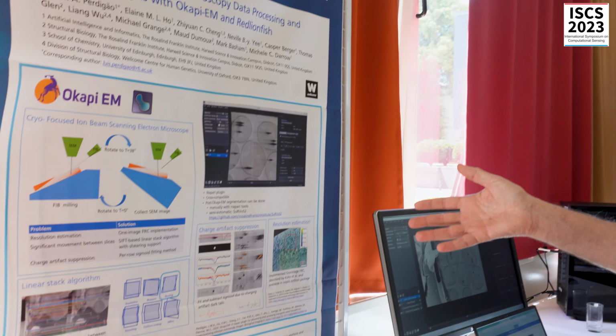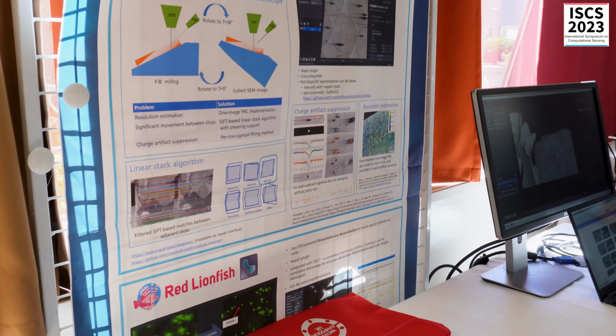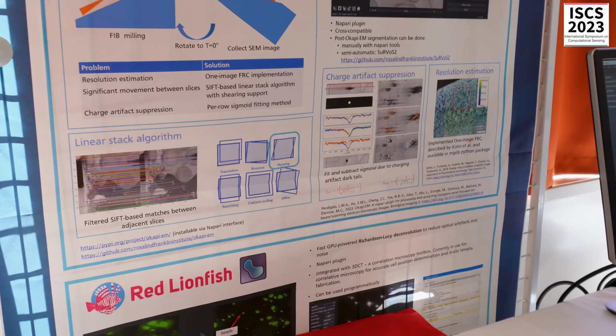One of them gives an estimation of the resolution of your images, which is good feedback for the people doing the experiments on how the microscopy of the samples is doing. Another one is to correct for misalignment between the slices. So there's an algorithm that does the slice alignment. And the last one is charge artifact suppression. It's something that appears in a lot of biological imaging, the problem of charging artifacts.